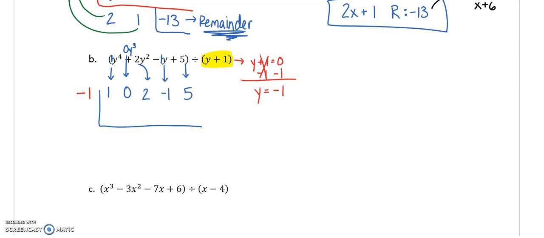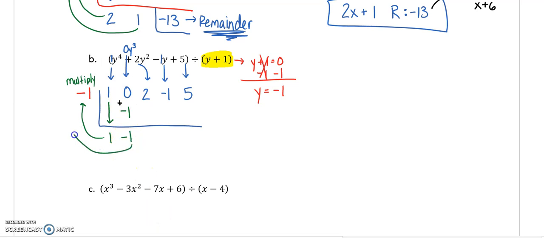Now remember, the hardest part, I think, is a lot of people forget what to do first. The very first thing we're always going to do with synthetic division is bring that first number down. Whatever that first number is, that's our first answer. Okay, then we are going to multiply with this number. So 1 times -1 is -1. And I'm going to put it right below the next number. And then we'll add. So 0 plus -1, that is -1.